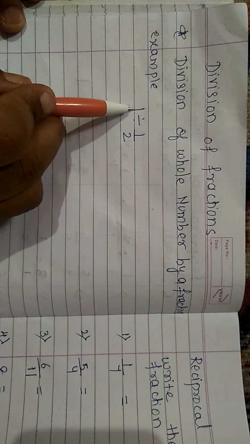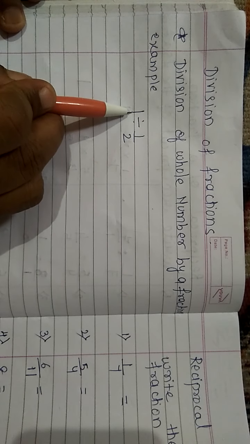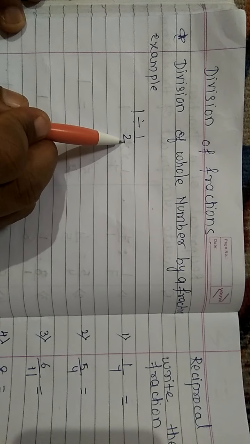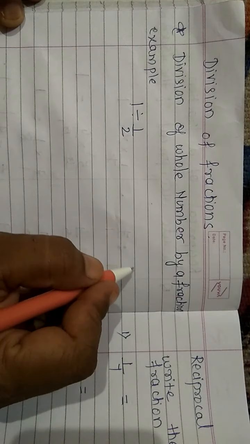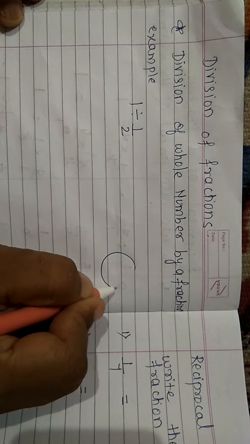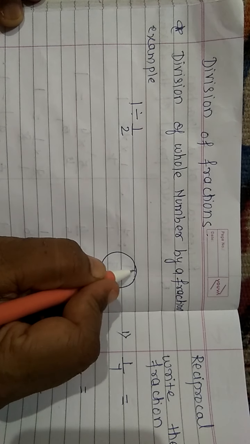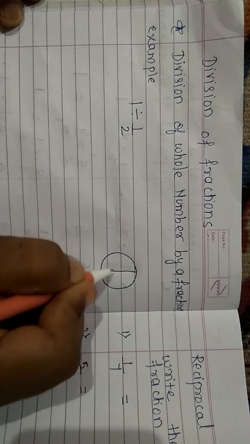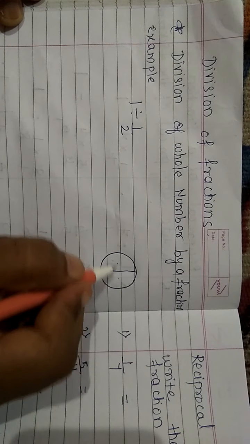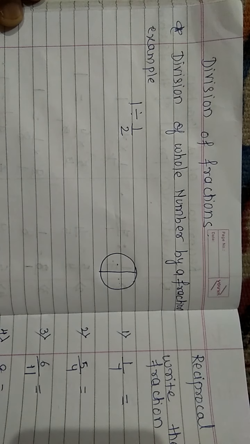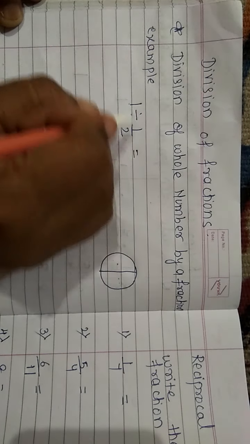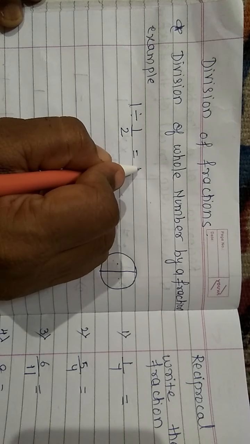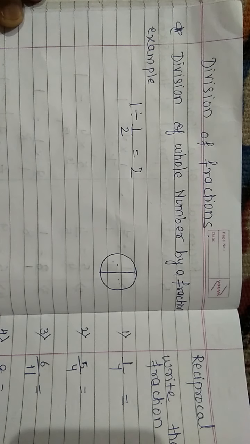Now see children, if 1 is a whole number and it is divided by a fraction, now you see what we have here. There is 1, and if it is divided into two equal, half parts, how many parts will you have here? 2. It means if 1 is divided by half, you will have 2 parts.